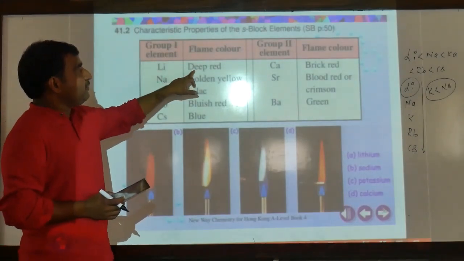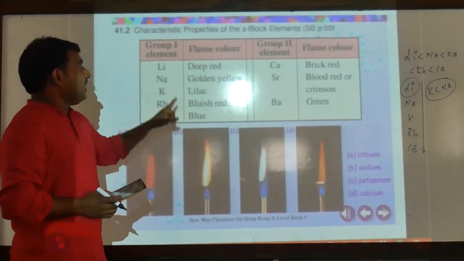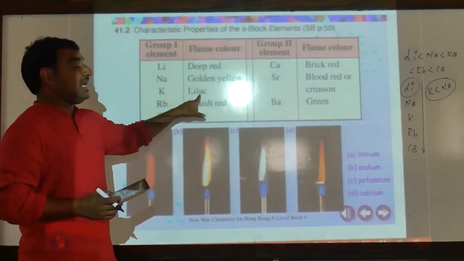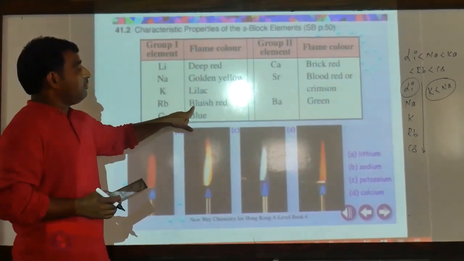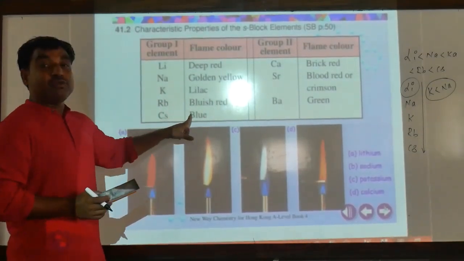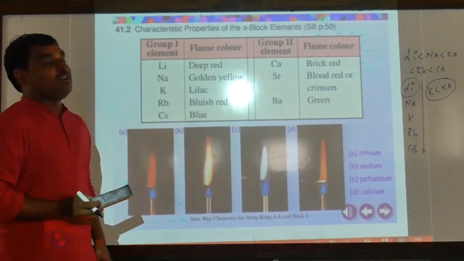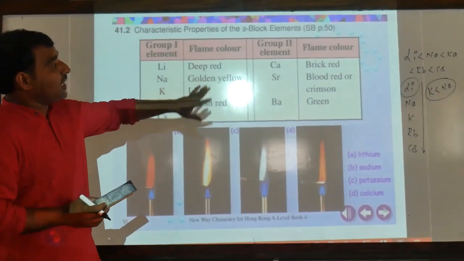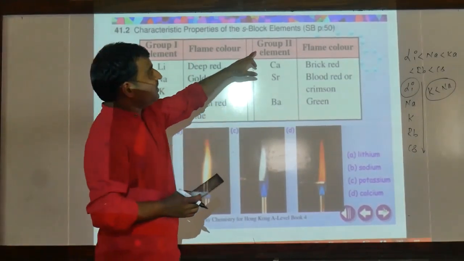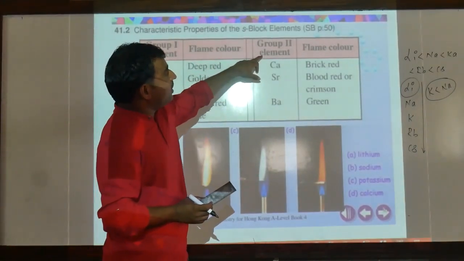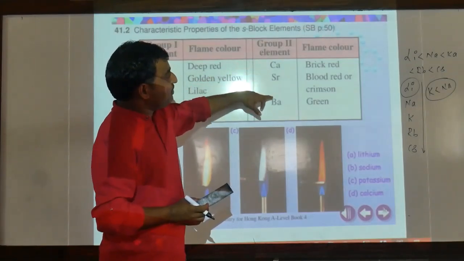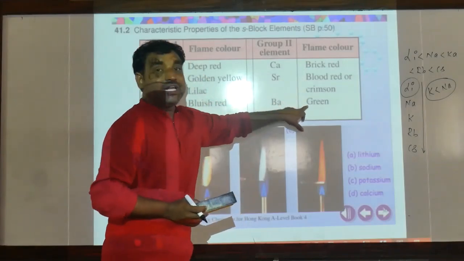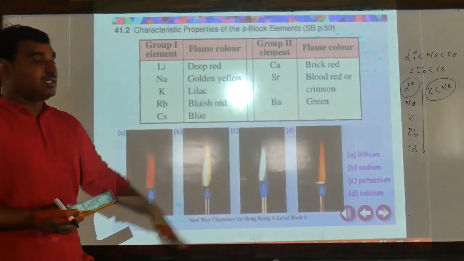Flame color: lithium will give deep red, sodium will give golden yellow, potassium will give lilac, rubidium will give bluish red, and cesium will give blue when we heat them. Later we will also discuss the group 2 elements as written in the slide. I will tell it one more time: group 2 elements like calcium, strontium, barium will give brick red, blood red, or green color respectively. Later again we will discuss that.